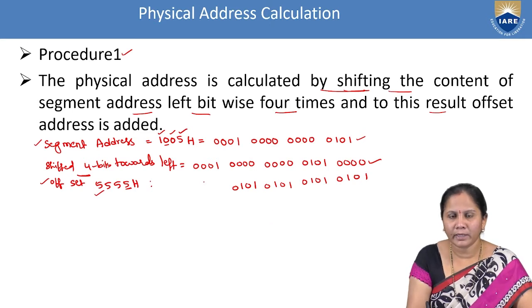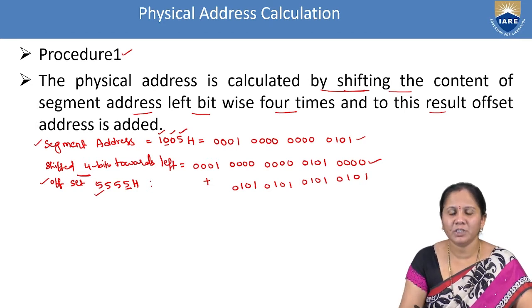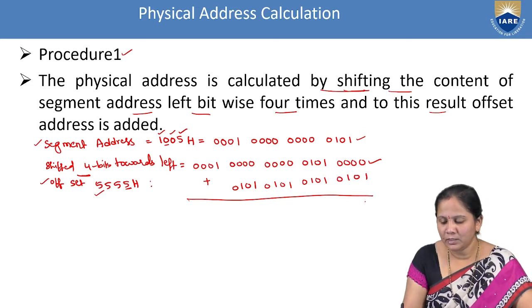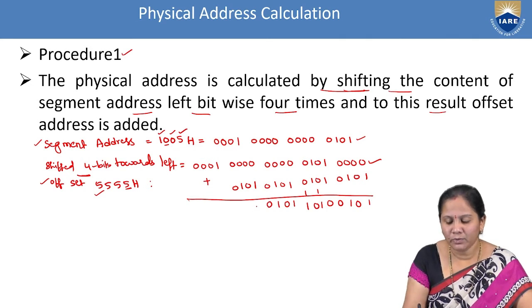Now we have to add this segment address and offset address. That is, the segment address which is shifted towards left by 4 bits should be added with the offset value. So if we add here, we will get 01 is 1, 0, 1, 0. And this 1 plus 1 is 1, 0, 1. And this is 1, 0. And here it is 1. And next 0 plus 1, 1. 0 plus 0 is 0. 0 plus 1 is 1. And this is 0. And next value 1, 0, 1, 0. And next 0, 0, 0, 1.